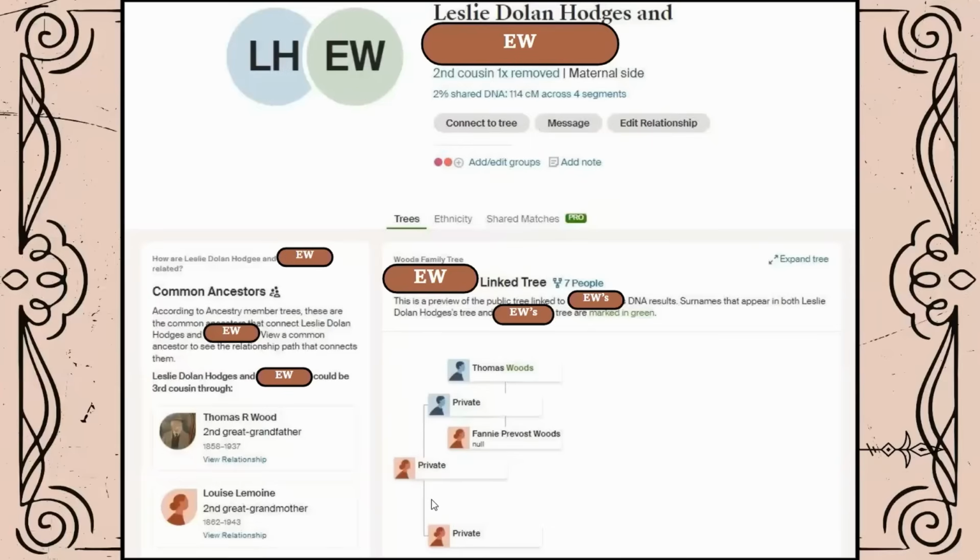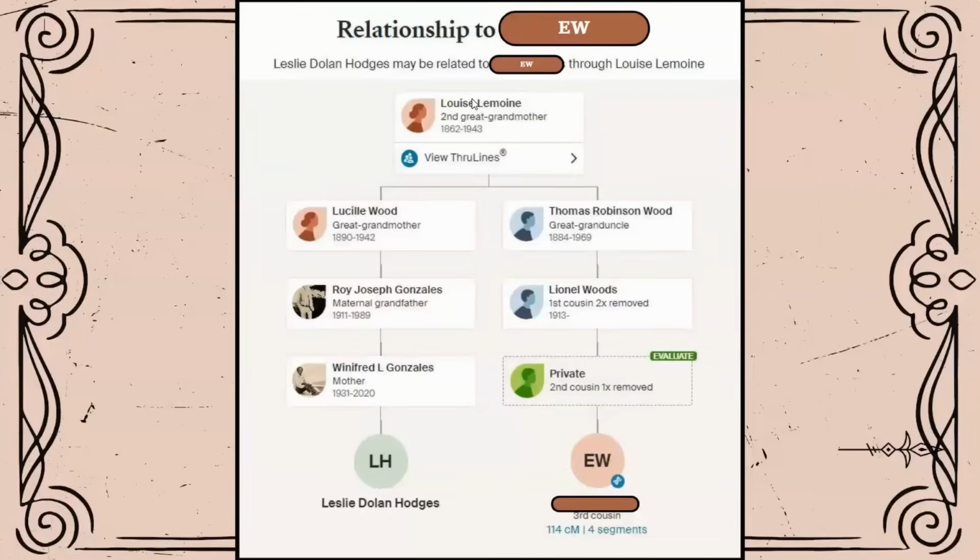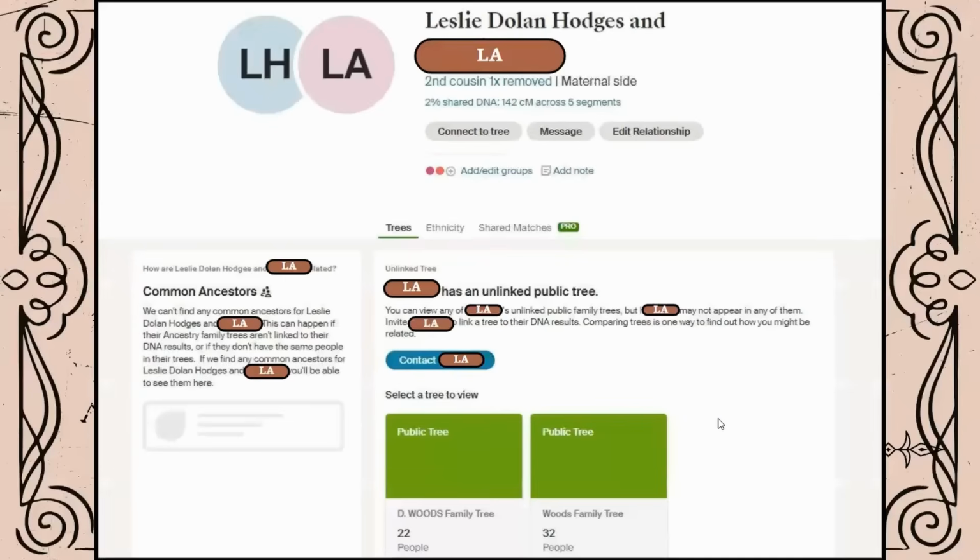And while they do have a very small tree, this Thomas Woods, this would be Lucille's brother. They're saying that the common ancestors would be Thomas R. Woods, Lucille's father, and her mother. Now, this is meant to just show you the relationship between my mother and EW. So this is just one of several of her matches that are close enough to that side of the family to make me think, okay, maybe I'm on the right track here.